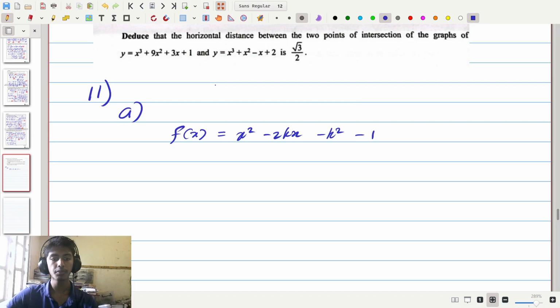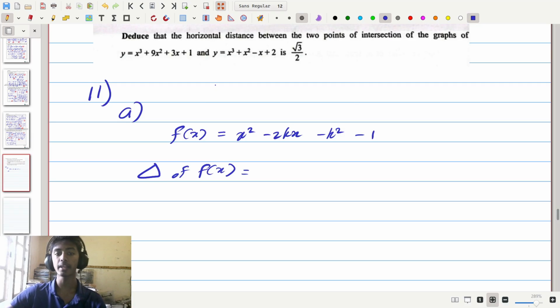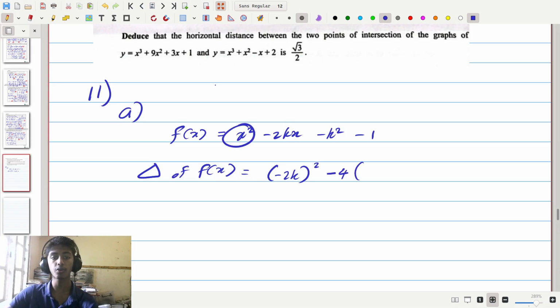So let's go. If we start with that, the discriminant of f(x) is going to be equal to b squared minus 4ac, which in this case, b, the coefficient of x, is minus 2k. So that means we have minus 2k squared and then minus 4ac. So we have minus 4 times a, which in this case, the coefficient of x squared, is 1. So minus 4 times 1 times c, which is this whole thing. So I'm going to write the whole thing as minus k squared minus 1.